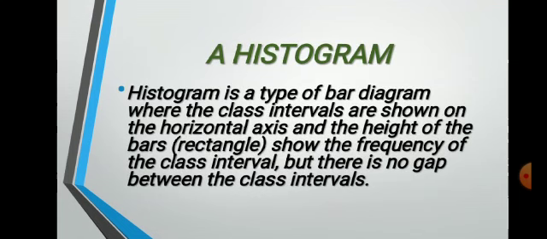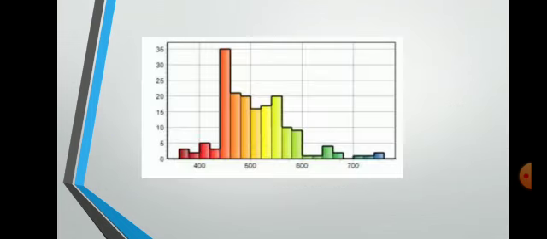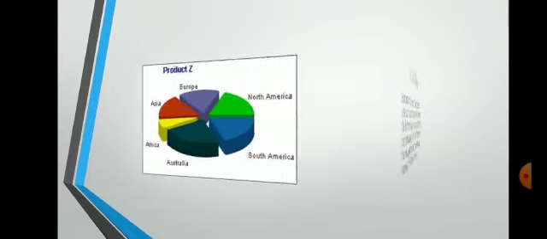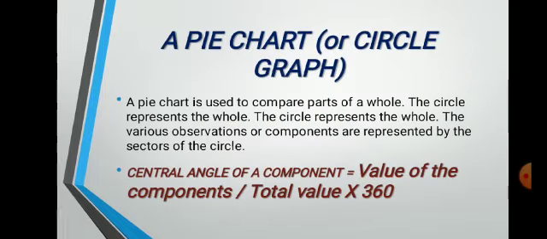A histogram. A histogram is a type of bar graph where the class intervals are shown on the horizontal axis and the height of the bar rectangle shows the frequency of the class interval. The most important thing about the histogram is that there is no gap between the class intervals. You can see in this example, 400, 500 and 600, 700 are given, but there is no gap between the bars.